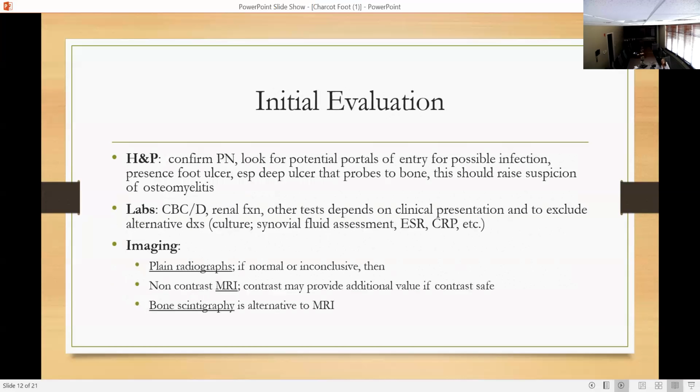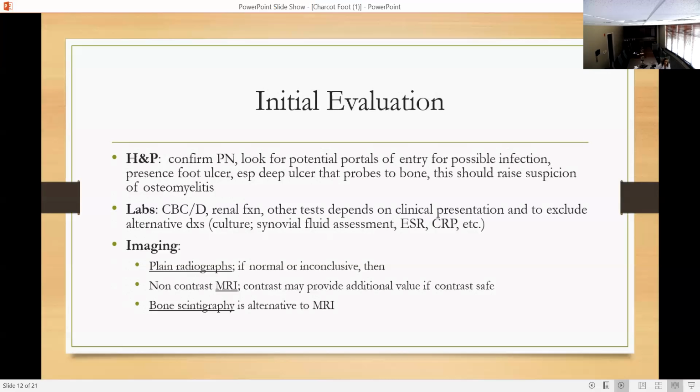Next slide. So in initial evaluation, you actually want to confirm they have peripheral neuropathy. And I also try to look every time I see a diabetic, just take a peek at their feet, because you want to look for portals of entry for infection. If they've got ulcerations or even deep ulcers that probe the bone, this may be concerning for osteomyelitis.